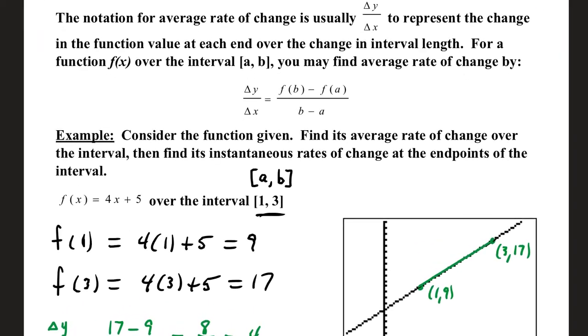The notation for average rate of change is usually given by delta y over delta x. Delta y is the change in function value. Delta x is the interval length. For a function f of x over the interval a to b, you may find average rate of change by taking the function value of the right endpoint minus the function value of the left endpoint divided by right endpoint minus left endpoint. Example: consider the function given.